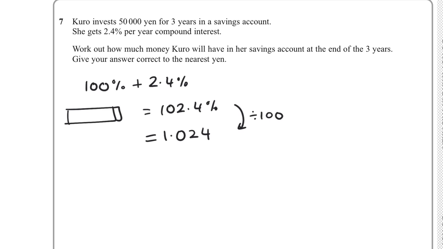So, we know we start with the original amount of 50,000. We have an increase of 1.024. How many years? 3 years. So to the power of 3. This is our mathematical sentence. Everything is in the right form. What does this equal? We're going to put this into our calculator.